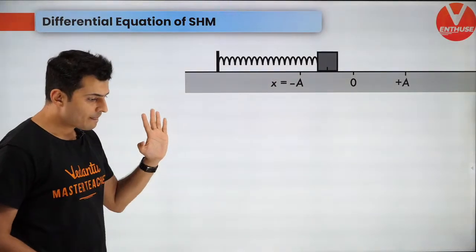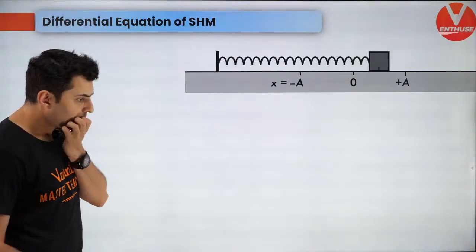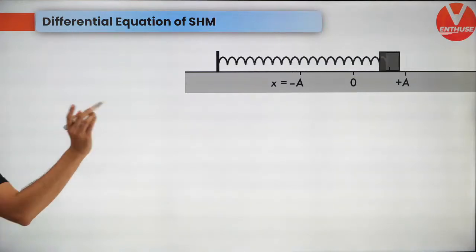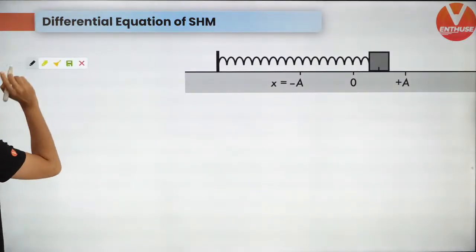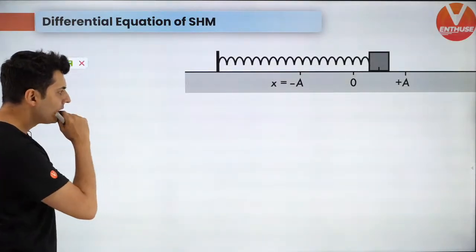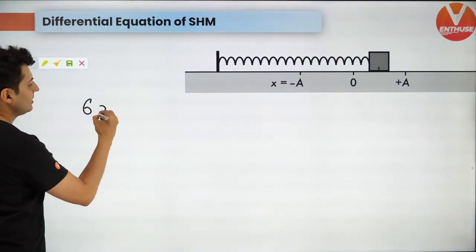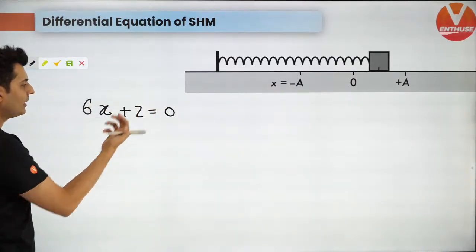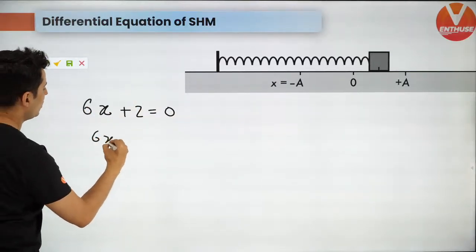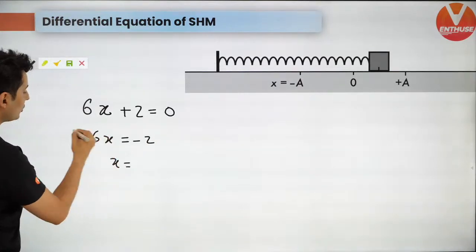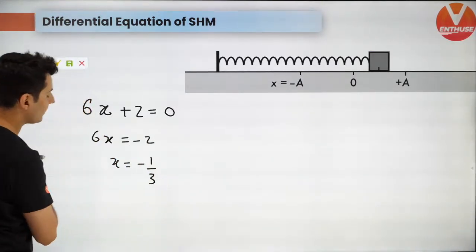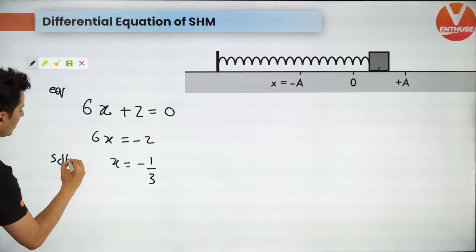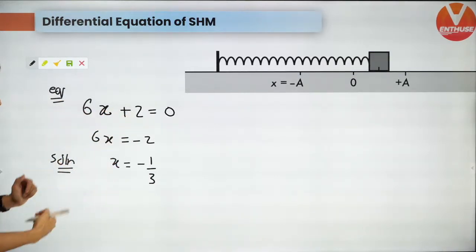Now the last thing which we have to do today before we end is something called the differential equation. Let me tell you what a differential equation is. Not many people know much about differential equations, so don't worry, I'll tell you from the basics. Just imagine I have an equation like this: 6x plus 2 is equal to 0. And I ask you the value of x. You can immediately figure it out. 6x is minus 2. Therefore, x is minus 2 by 6, which is nothing but minus 1 by 3. So this was an equation, and this was the solution of that particular equation.